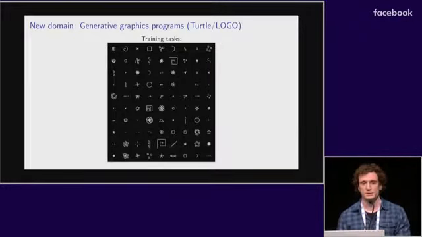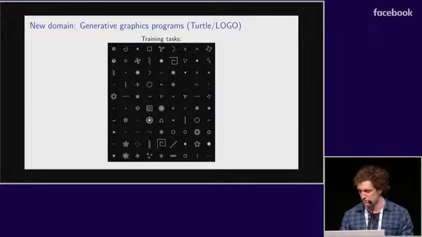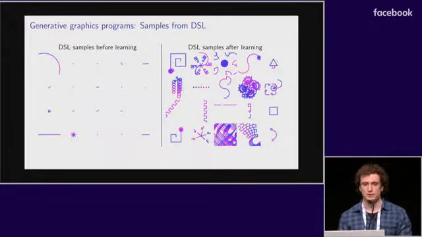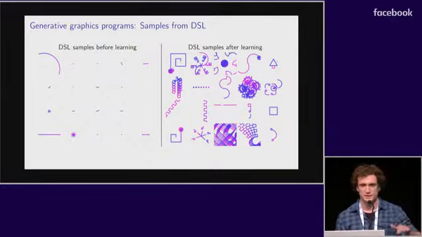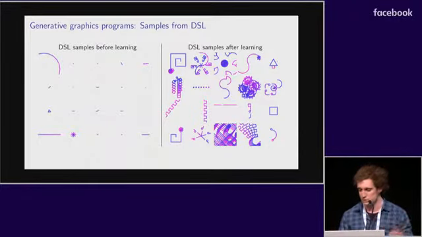Very recently, we've been looking at generative graphics programs where the agent sees a picture and has to write some code that draws that image. So here are 90 pictures that we trained the system on. One way of examining the learned DSL is to draw sample programs and see what kind of images they produce. So prior to learning, they're mostly lines and simple curves, and afterwards there's a lot of rich geometric structure.